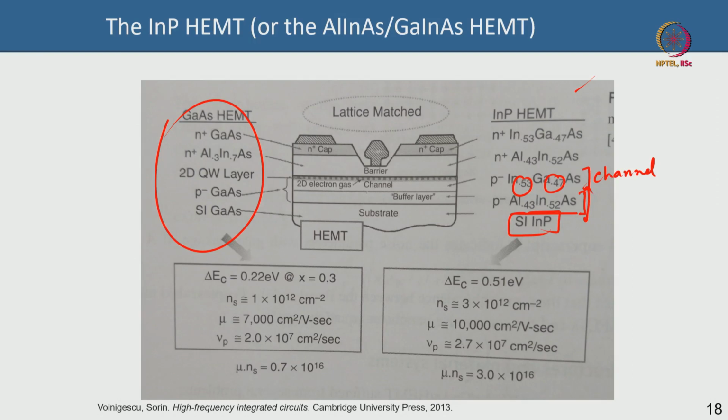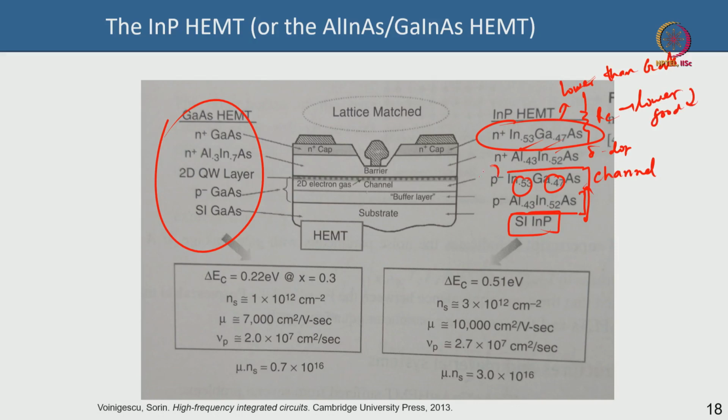Then the top barrier is 48% aluminum, 52% indium. This could be uniformly doped or this could have a delta doping. And then you have a cap. The cap need not be gallium arsenide, the cap could be indium gallium arsenide, which is a much lower band gap material than gallium arsenide. If you have a lower band gap material on top, then the ohmic contact resistance becomes even lower, which is good. So, having indium gallium arsenide on the top is actually beneficial for the overall system performance in terms of contact resistance also.